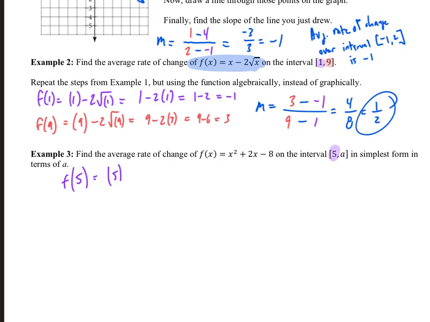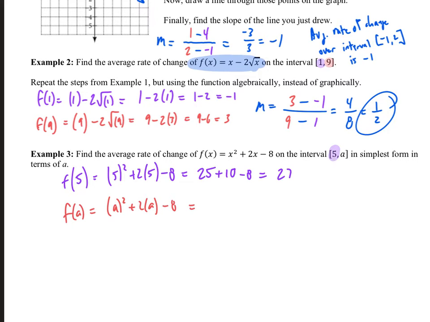And so 5 squared plus 2 times 5 minus 8, which of course is 25 plus 10 minus 8, which is 35 minus 8, which is 27. Then I want to plug in a, so f of a, which is actually easier. As we go to evaluate it, a squared is just a squared, and 2a is just 2a, and minus 8. So there's our output. We plug a in, we get that out.